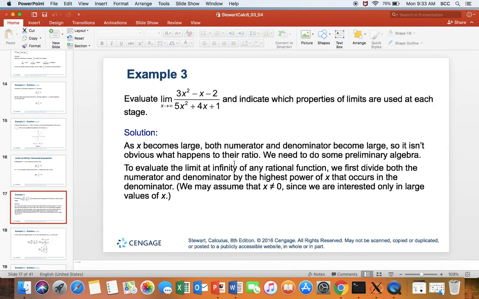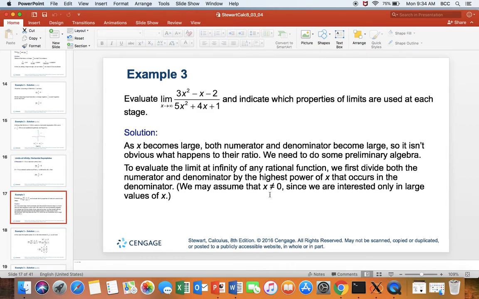Which brings us to a nice example. Limit as x approaches infinity of this quotient function. Okay, a rational function. You have a polynomial upstairs, a polynomial downstairs. Notice as x becomes large, the numerator is going to infinity, and the denominator is also going to infinity. So when it's infinity over infinity, you need to do something. All right. So what we do is divide both the numerator and denominator by the highest power of x that occurs in the denominator.